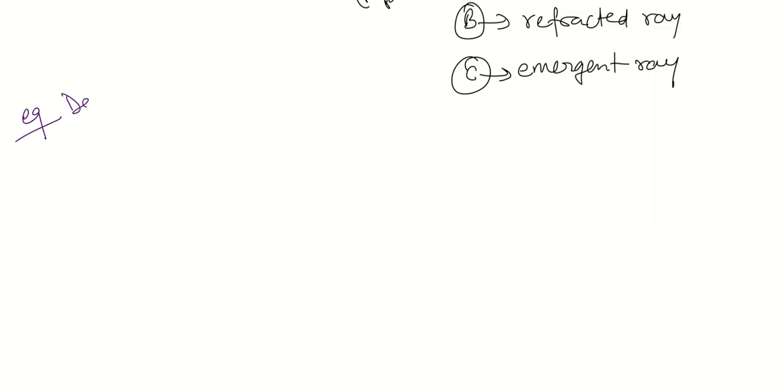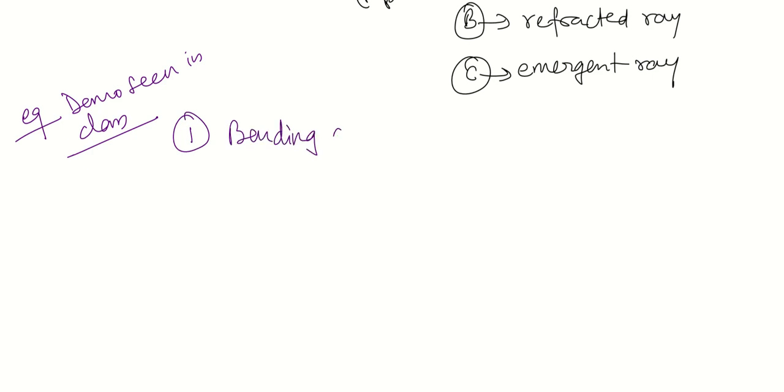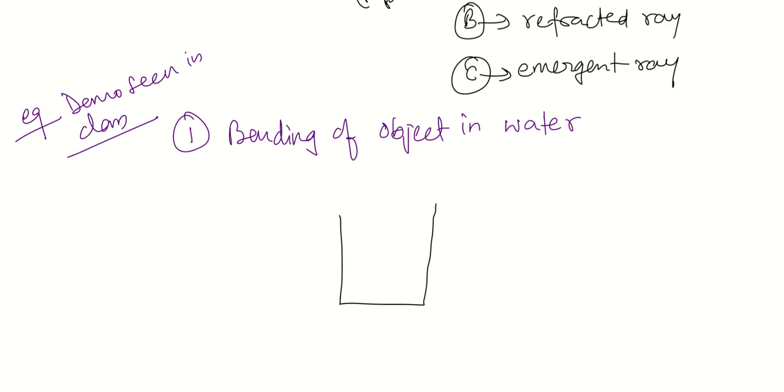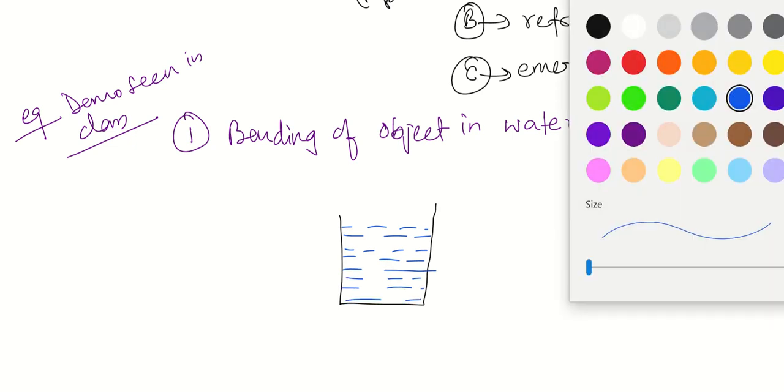Now application of this, like for example, we have seen a demonstration in class. One is bending of an object in water. If you remember, we had a beaker. We had the beaker filled with the water, all filled with water, like this. And then we had the object.